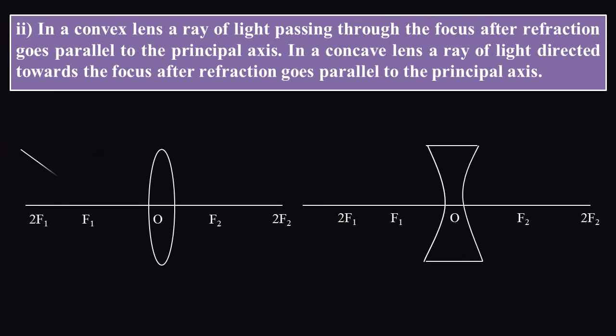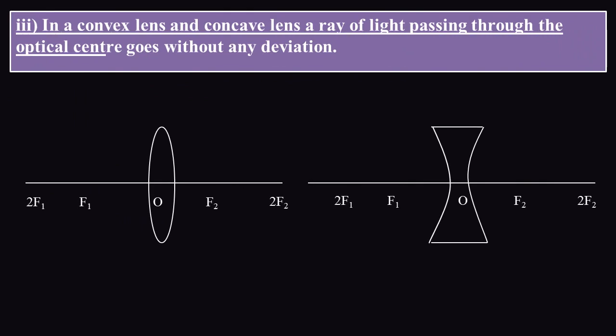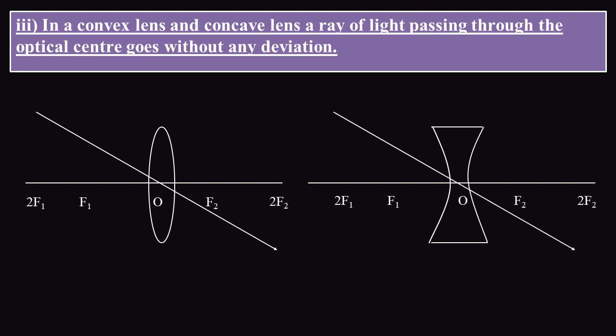Second rule. In a convex lens, a ray of light passing through the focus after refraction goes parallel to the principal axis. In case of a concave lens, a ray of light directed towards the focus after refraction goes parallel to the principal axis, as given in the diagram. Third rule. In a convex lens and concave lens, a ray of light passing through the optical center goes without any deviation, as given in the diagram.